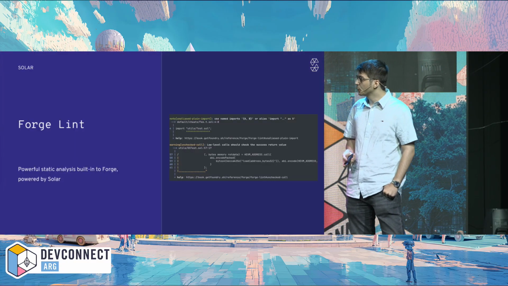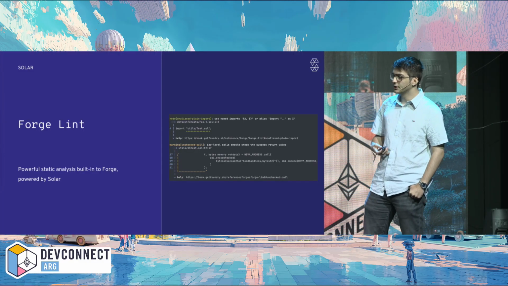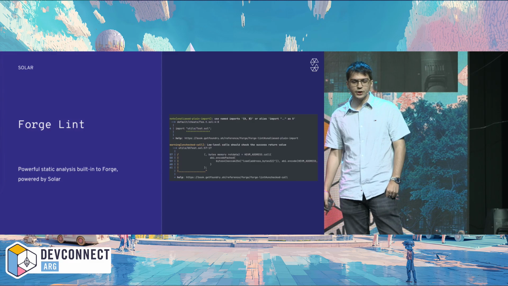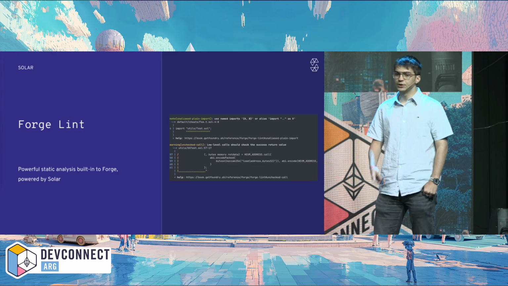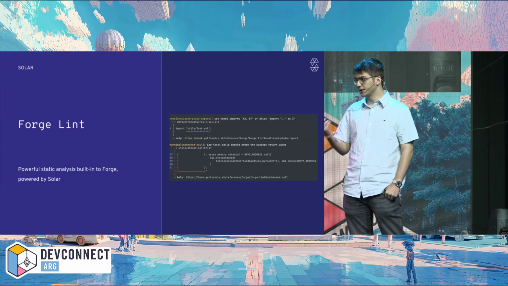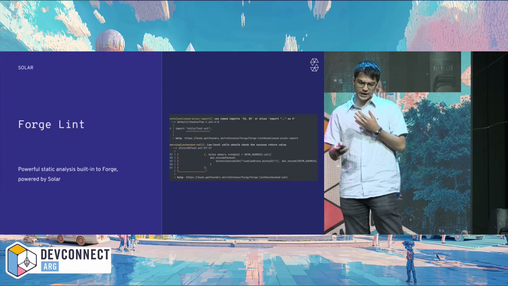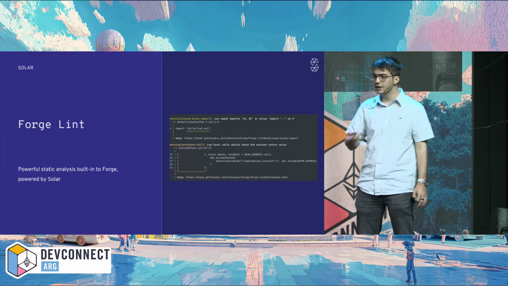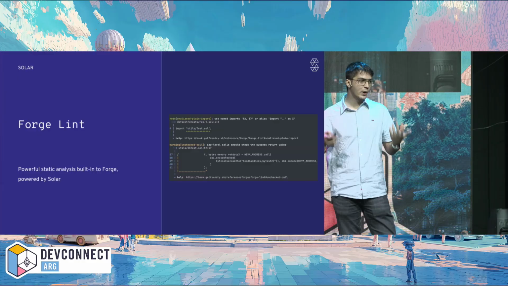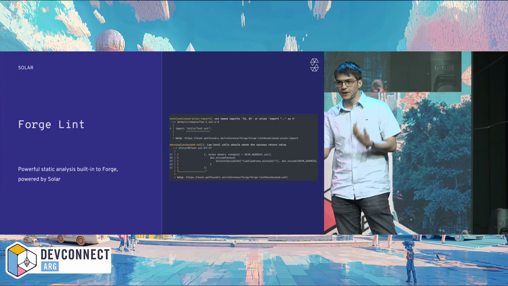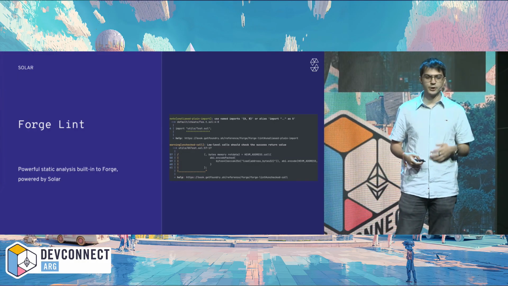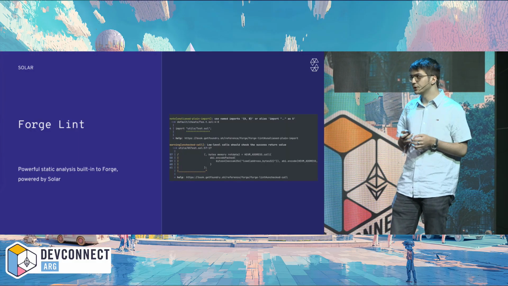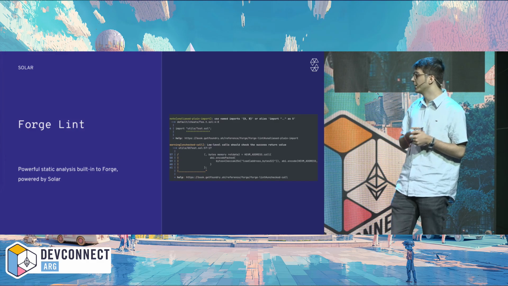So yeah, I mentioned before ForgeLint. This is powered by Solar. We were able to build this relatively quickly, as Solar is also inspired by the Rust compiler, which, as you may or may not know, is renowned for its good diagnostics, as in the errors and the warnings display, but also the way that it's actually implemented. It makes it very easy for someone to contribute a new lint or a new static analysis check in the compiler itself. So we took this inspiration from the Rust compiler and also implemented it in Solar.